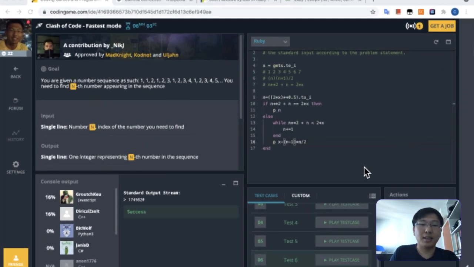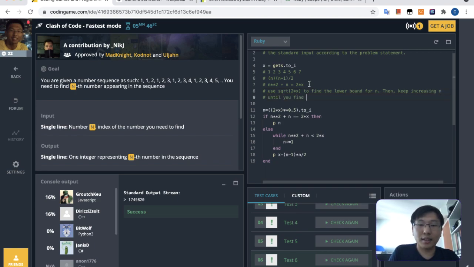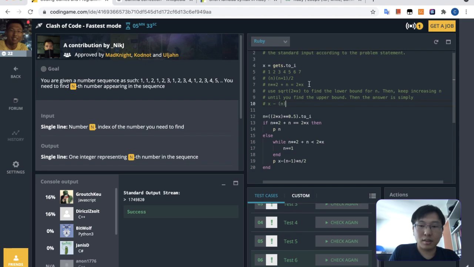Very nice. Yeah, so I'm just taking the square root of 2 times x to find the lower bound for n. Then keep increasing n until you find the upper bound. Then the answer is simply x minus (n plus 1) divided by 2.